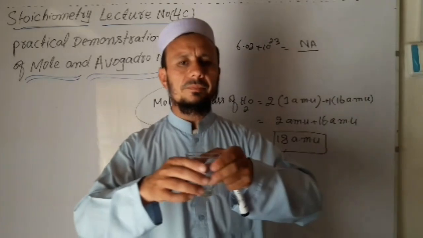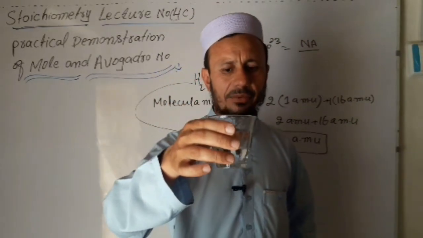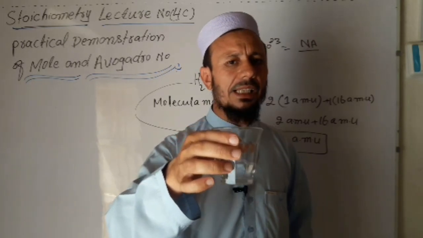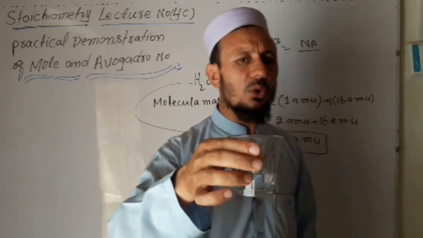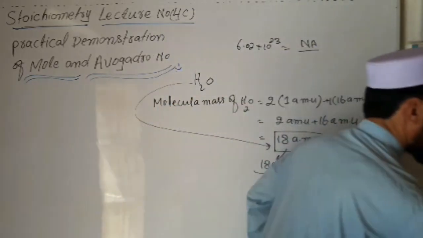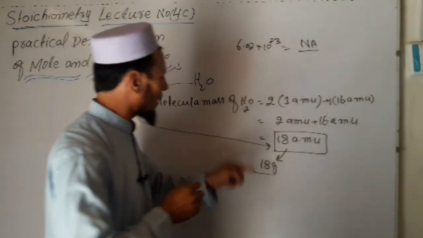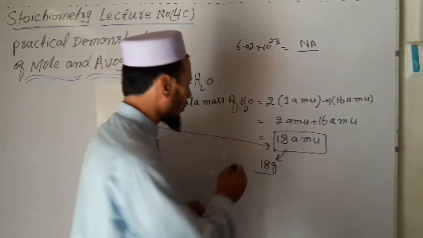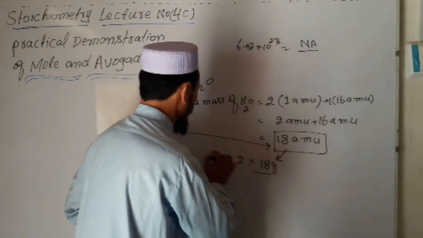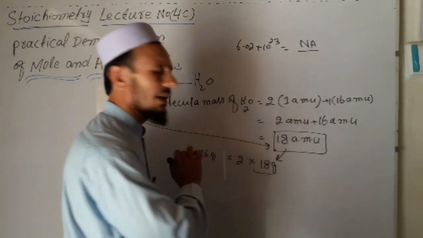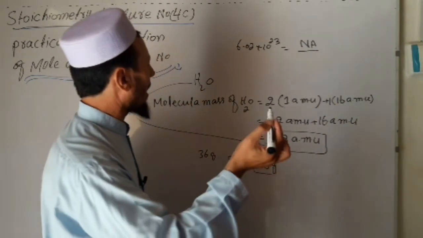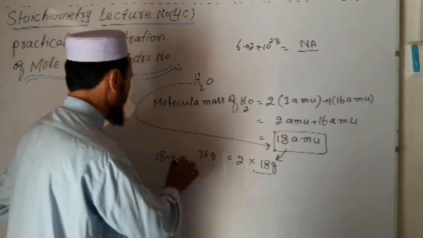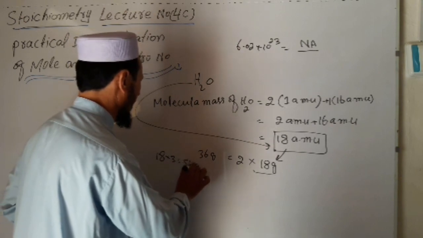Now dear students, in this another cup, I have 36 gram of water. This 36 gram of water is equal to 2 mole. How? Because 1 mole is equal to 18 gram, then 2 mole will be equal to 2 multiplied by 18, which is equal to 36 gram. Similarly, 3 mole of water will become equal to 18 multiplied by 3, which is equal to 54 gram.